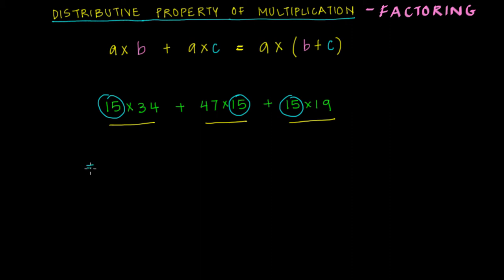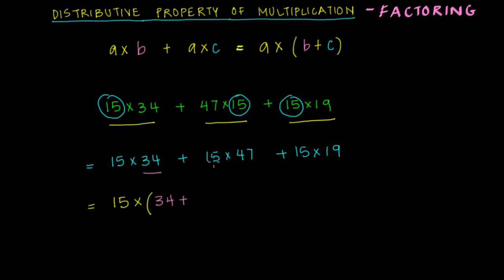So we can rewrite this as 15 times 34 plus 15 times 47 plus 15 times 19. And since we now have a common factor, we can factor out the 15. So we can write this as 15 times parentheses. What we are left with is 34, plus, we factored out the 15, so we are left with 47. And we factored out the 15 from here, so we are left with 19.